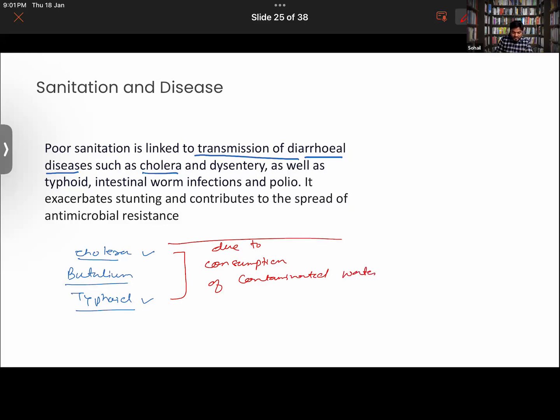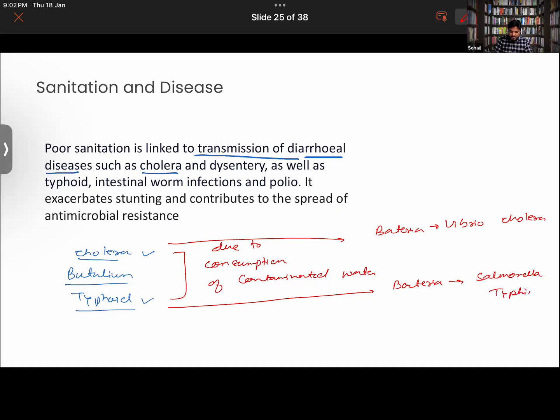Cholera is caused by a bacteria called Vibrio cholerae. Anyone remembers which bacteria causes typhoid? It was Salmonella. Salmonella typhi. Okay, so do remember the name.